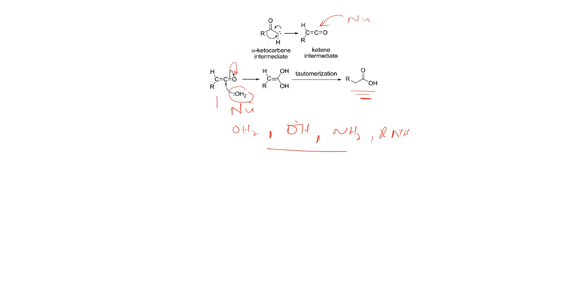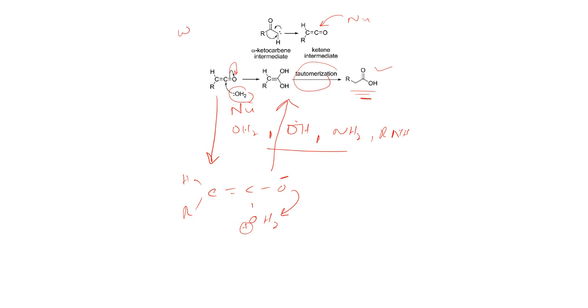So a negative charge will be formed on the oxygen atom. This negatively charged oxygen atom will gain one proton from this OH2, and it will be converted into this one. And in the next step, what will happen? It will be tautomerized into the homologated carboxylic acid, which is the target product or the final product for this type of reaction. And here a rearrangement takes place.